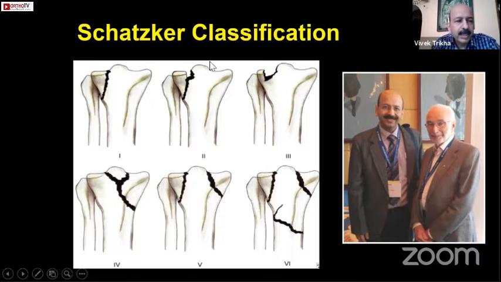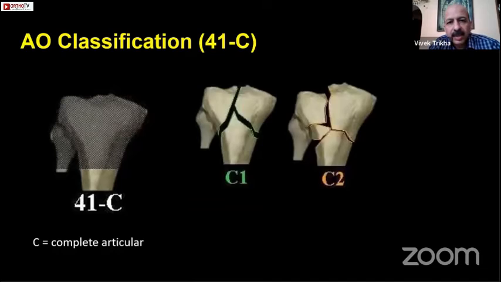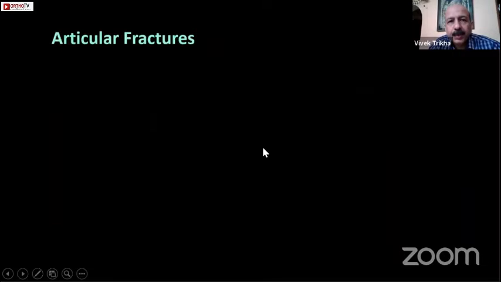So we all know the Schatzker classification, and what we are going to discuss now are the type 4, 5, 6 fractures, which are the most complex ones, with the unicondylar lateral plateau fractures being relatively simple, with just putting in a unicondylar plate. As per the AO classification, fractures which are completely articular and have both the condyles involved come in 41C.